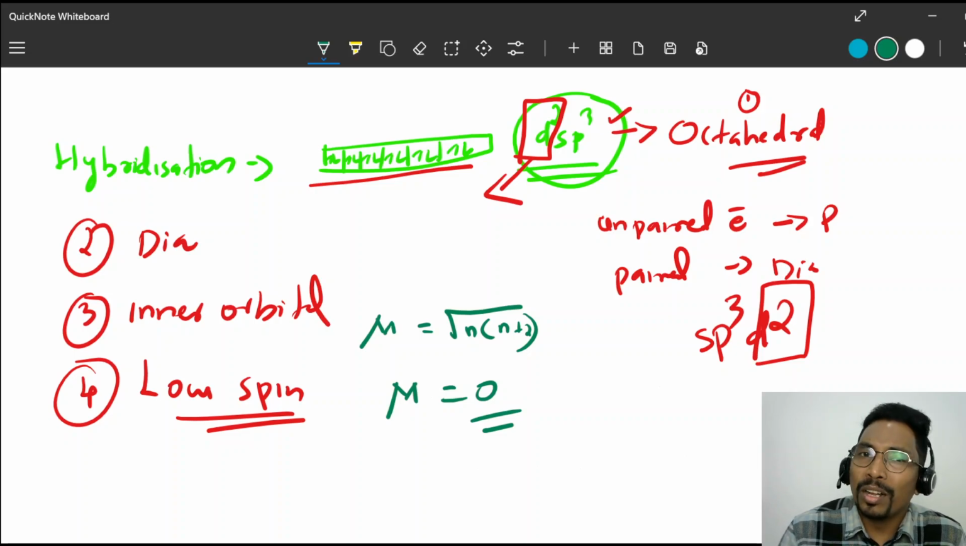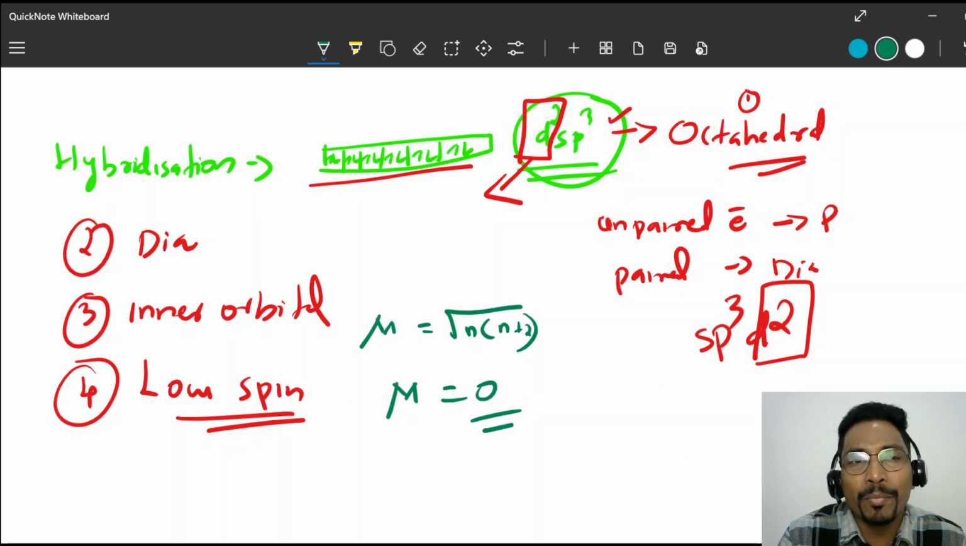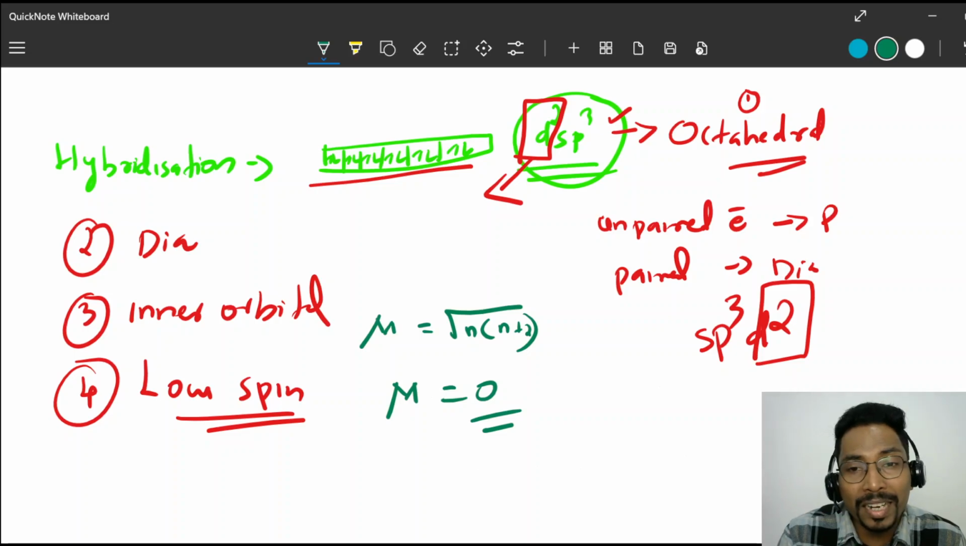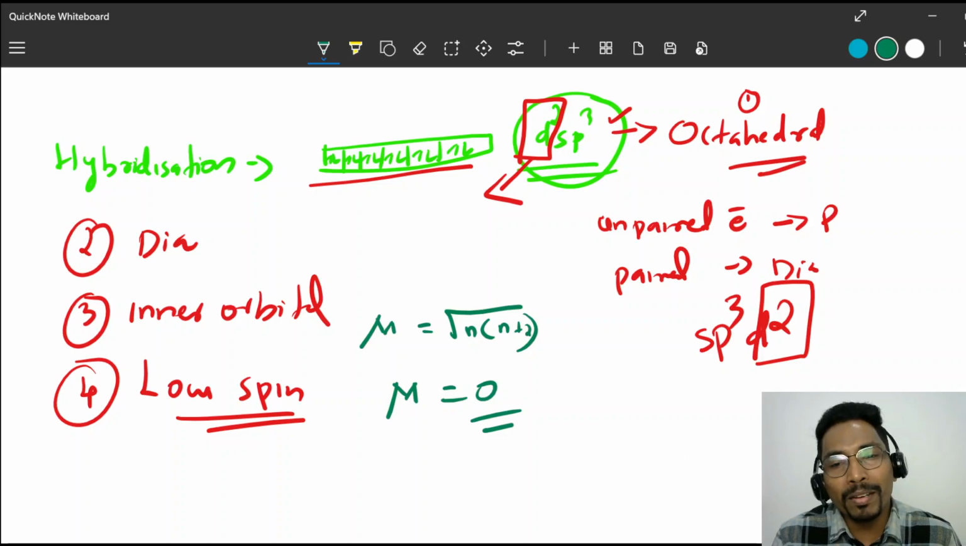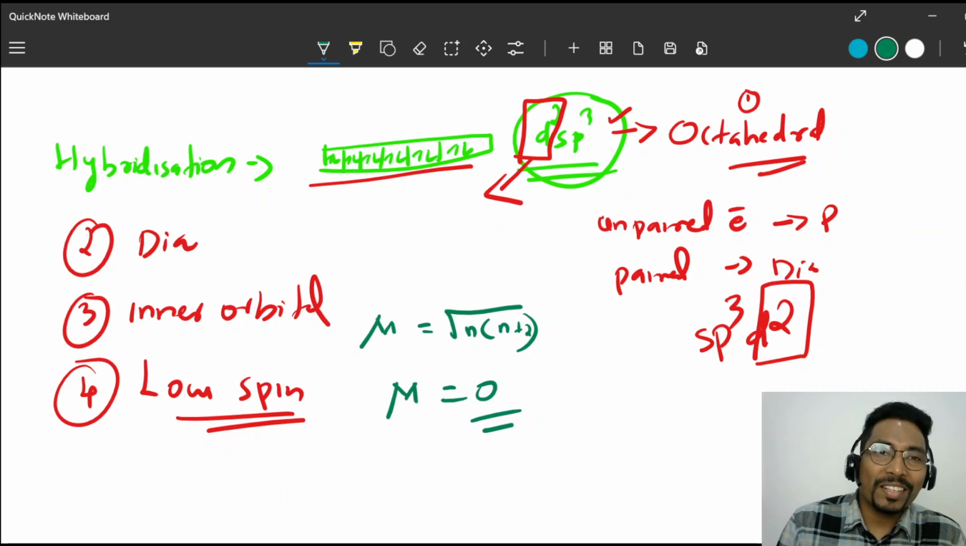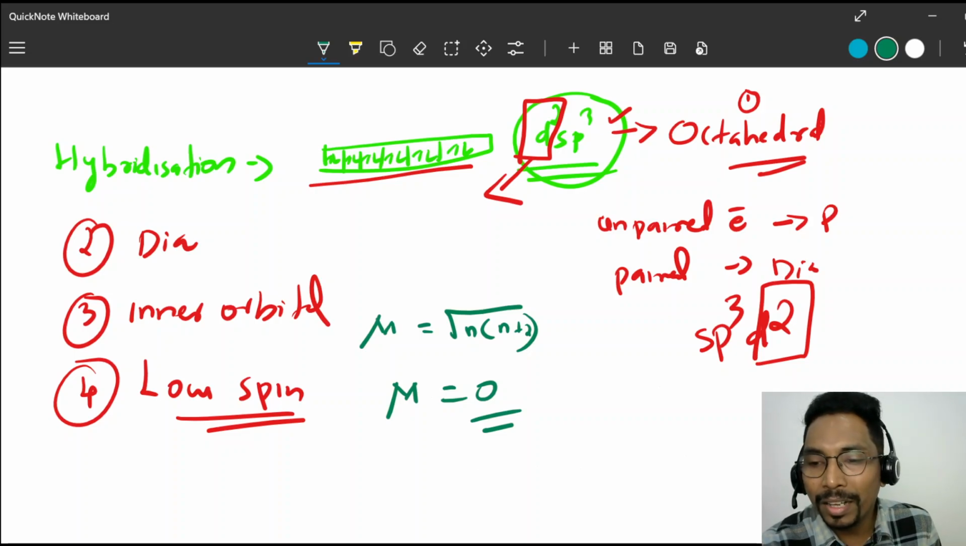So first you have to get the oxidation state of the central metal atom. Based on that, you have to write the electronic configuration. Then check how many orbitals are needed. Check whether the ligand is strong or weak. According to that, you can pair. Then hybridize. Clear?